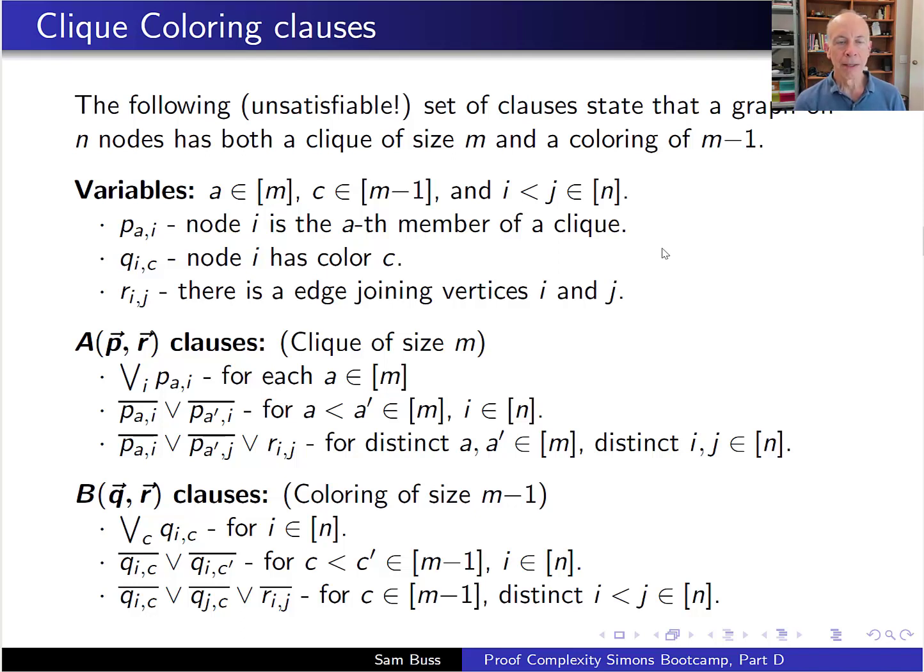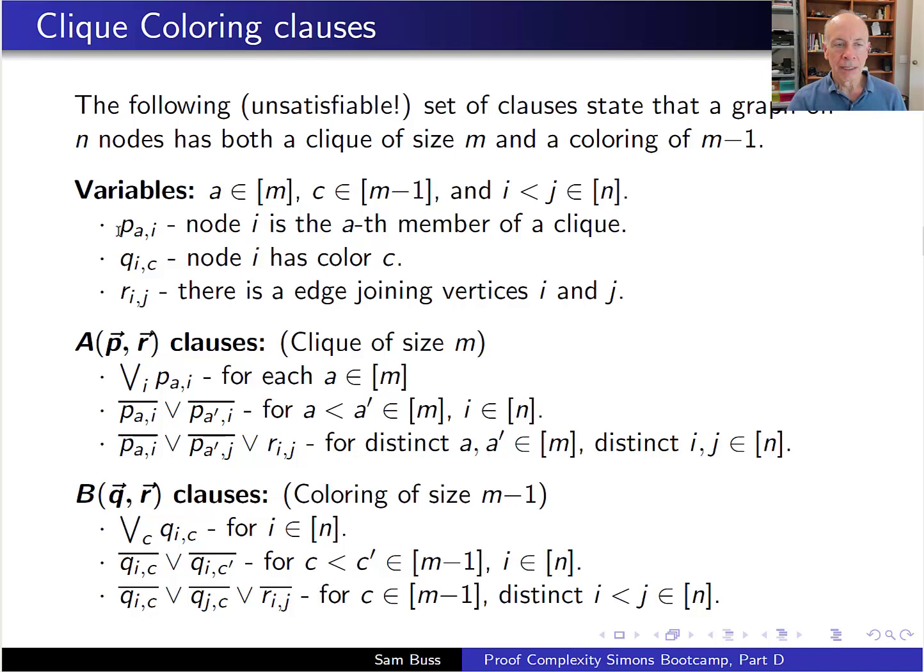So we're going to use variables p, q, and r attached with subscripts. The subscripts will be a, c, and i, j. And a will range over m, the size of the clique. c will range over m minus 1, the number of colors. And i and j will range over vertices in the graph. So for each n, we get a distinct instance of the clique coloring clauses.